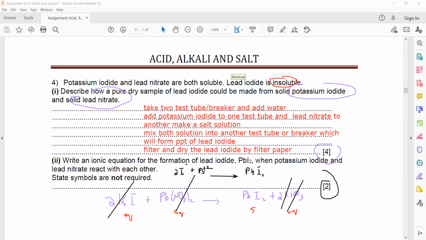There's a table which you have to memorize. I gave you that table in chapter 2, learning the salts which are soluble and insoluble. So you have to memorize that table. And remember, group 1 salts, or if they are aqueous, they are all soluble. Means if the water is there, they are all soluble.